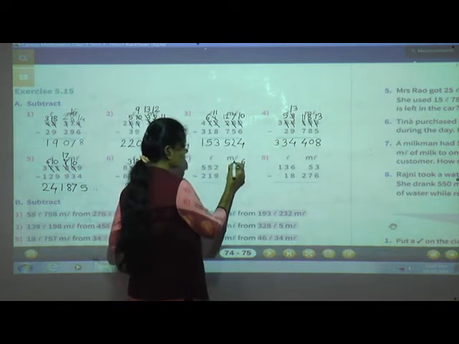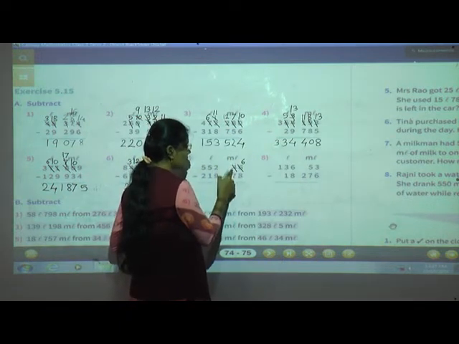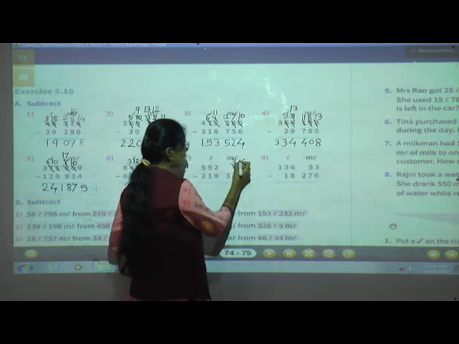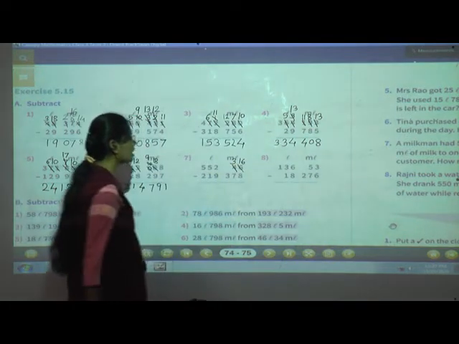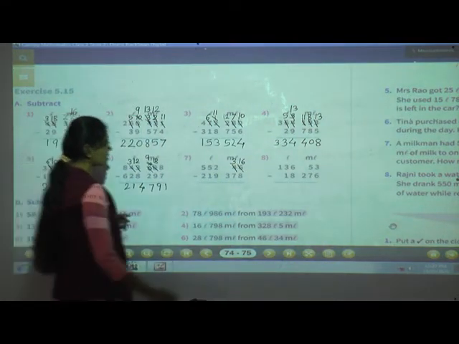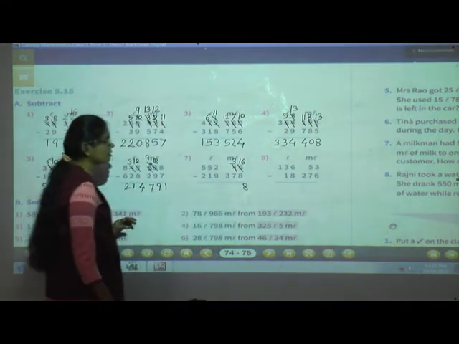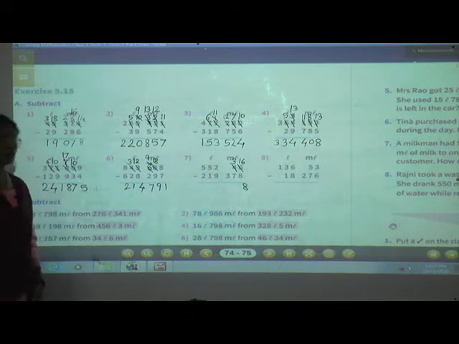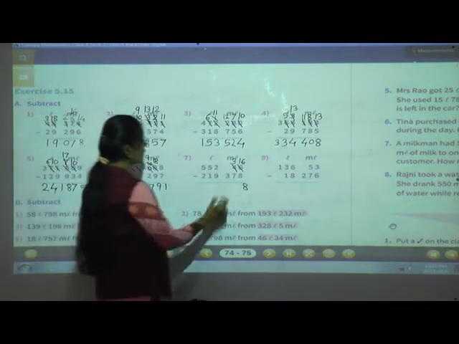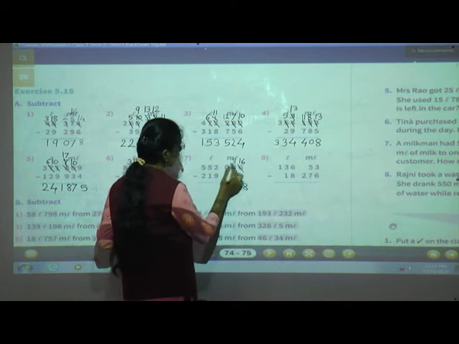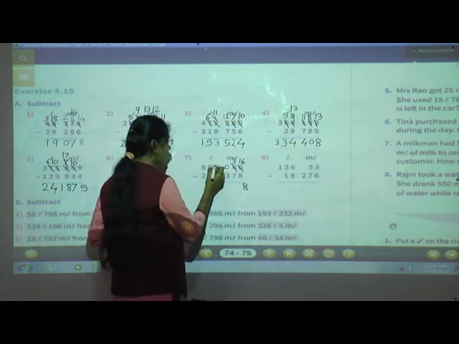Here 4 is there, so we'll take 1 borrow from this 4. So 4 minus 1, here 3 will remain, and this 6 will become 16. Now 16 minus 8, 8. Then 3 minus 7. Again it is not possible, so again we'll move to the neighbor, but see here nothing is there, means here 0 is there, so again we'll move to the next neighbor.